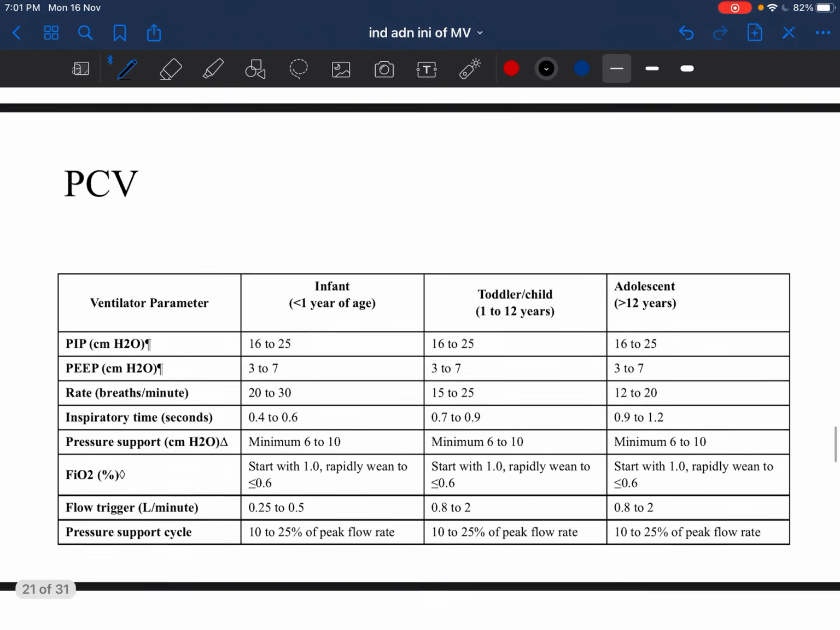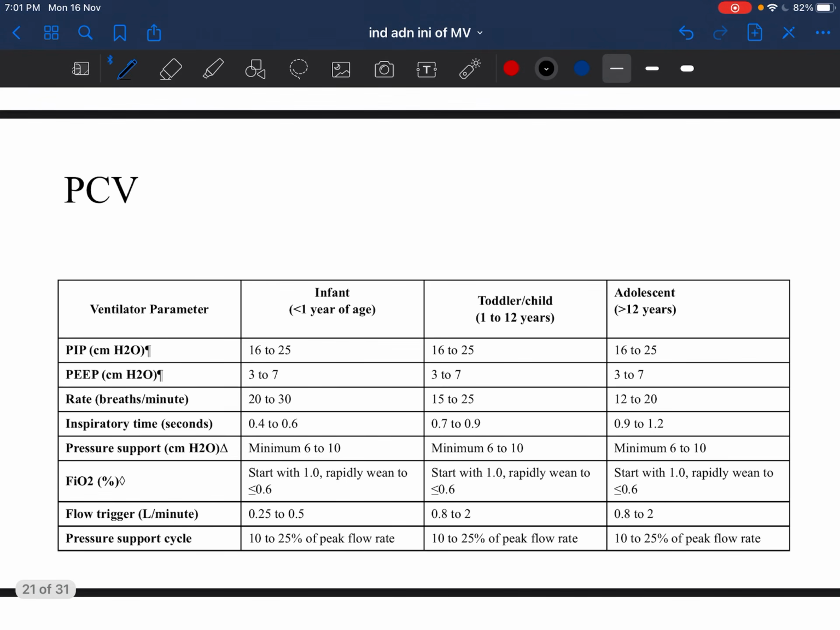This is just a consolidation of what we discussed so far. A pressure controlled mode of ventilation is preferred by many intensivists and pediatricians. Depending upon the age of the child, you can set your PIP at 16 to 25, PWP at somewhere between 3 to 5 or 3 to 7, depending upon the underlying condition. Rates will change depending upon age. Rates will decrease as the age advances, and inspiratory time will increase as the age advances.